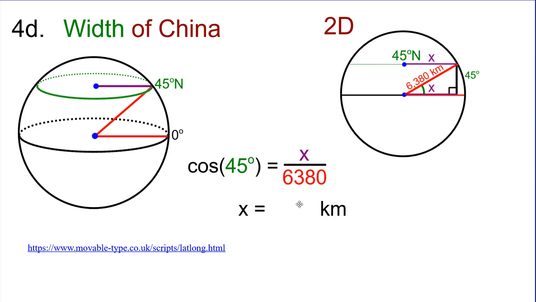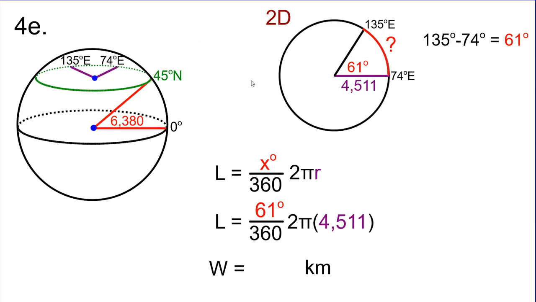We multiply both sides by 6,380, which gives us a distance of 4,511 kilometers. So that is our estimate for the radius. That's not the distance we want. We've got one more step to do, but that's our radius. So notice our radius is shorter now.